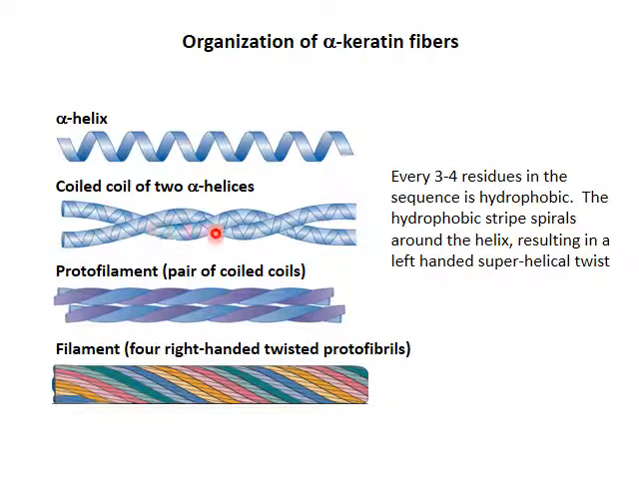Then two of these coiled coils interact with another coiled coil to get this protofilament. And then higher order interactions of these protofilaments will form this more complex filament here, which consists of 4 right-handed twisted protofilaments. So there's 4 of these in here. If there's 4 of these, that's like 8 of these, and that's like 16 of those. So you can see how it's like a rope, very highly twisted small alpha helices put together to give this formation of this filament.